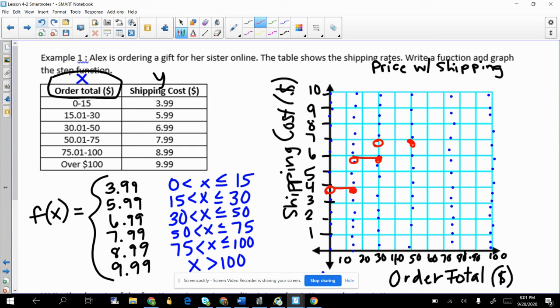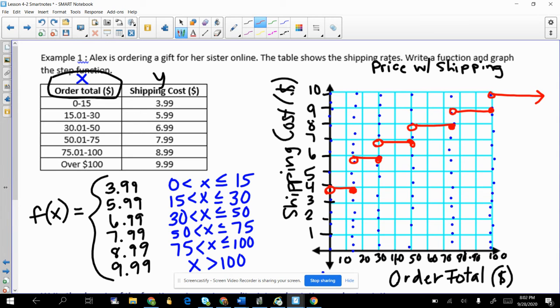Whoops. And then $8.99 goes from 75 to 100. Oh wait, no, I skipped $7.99, sorry. $7.99 goes from 50 to 75. $8.99 goes from 75 to 100. And $9.99 goes from 100 on. So that would be your graph, okay? And we have different steps, and we know kind of where each one would fall, okay?